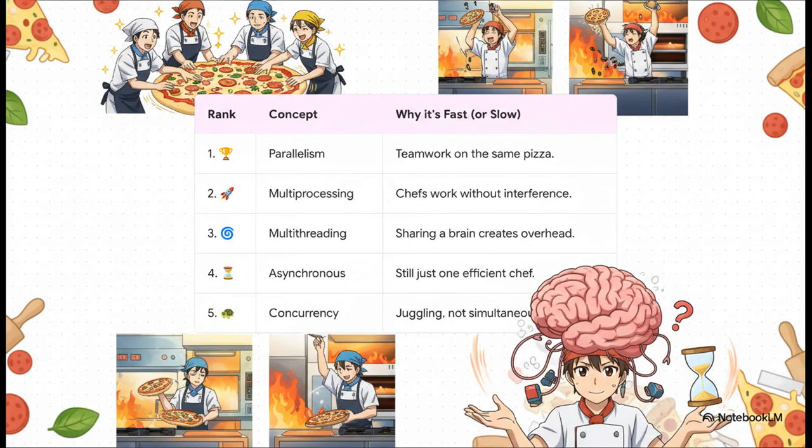And here it is, in first place, taking the gold, is parallelism. Nothing beats true teamwork on a single goal. Right behind it is multiprocessing. Separate chefs in separate kitchens are incredibly fast. Multi-threading is powerful, but it's slowed down just a little by that coordination overhead. And finally, asynchronous and concurrency, while super clever, are still limited by having just one main worker.